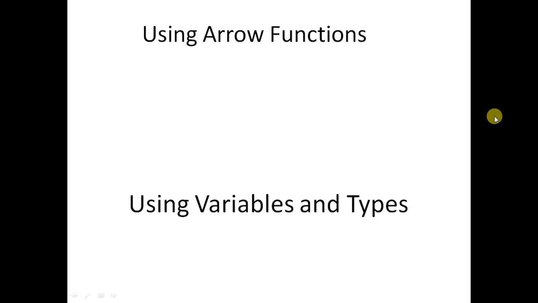Now, using variables and types. The let keyword is used to declare variables and optionally assign a value to the variable in a single statement. Variables declared with let are scoped to the region of code in which they are defined. There are three statements that use the let keyword to define a variable called message. The scope of each variable is limited to the region of code in which it is defined.